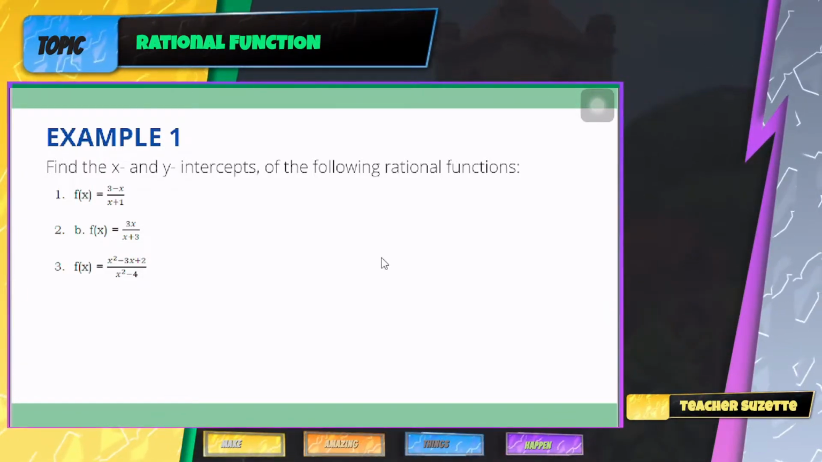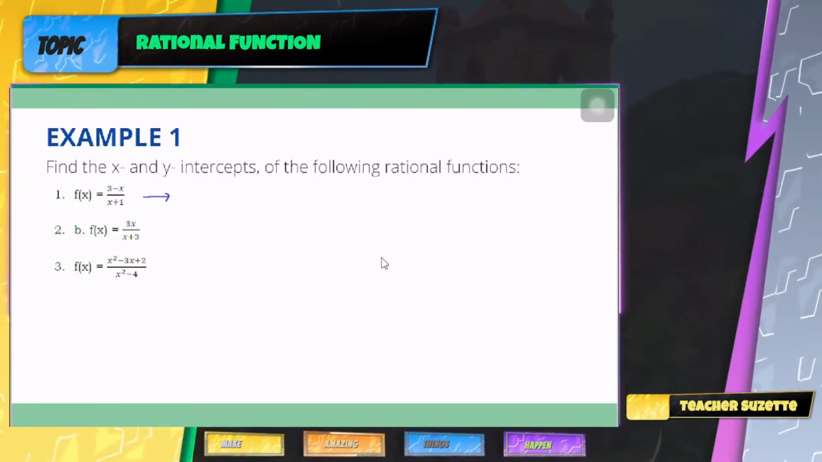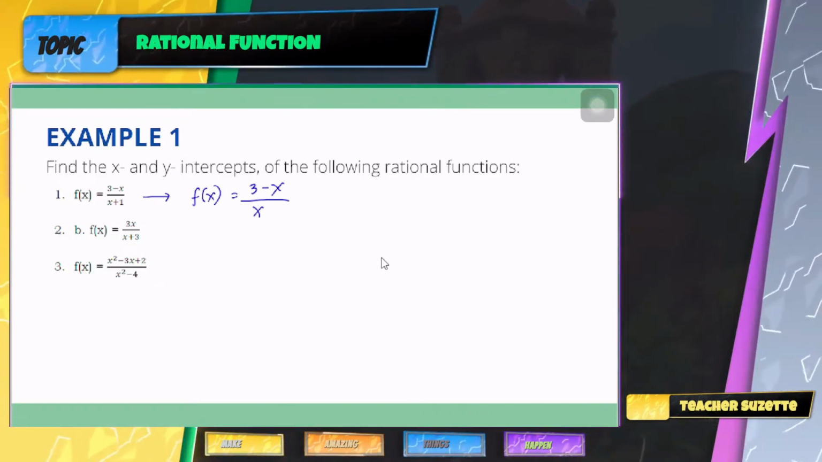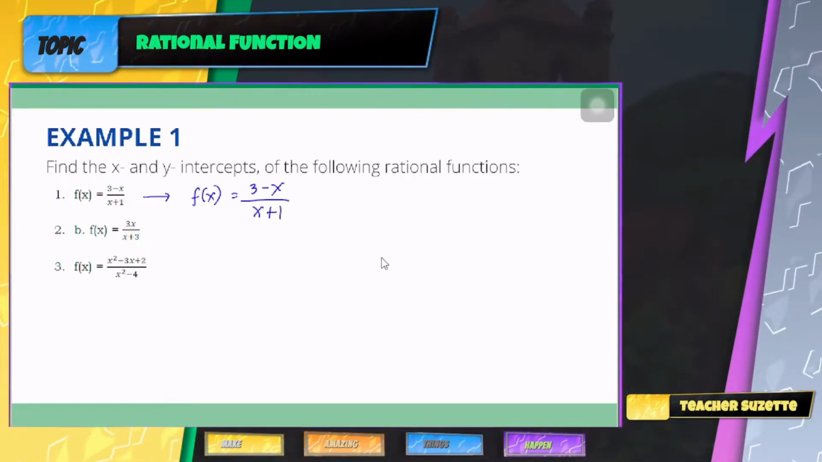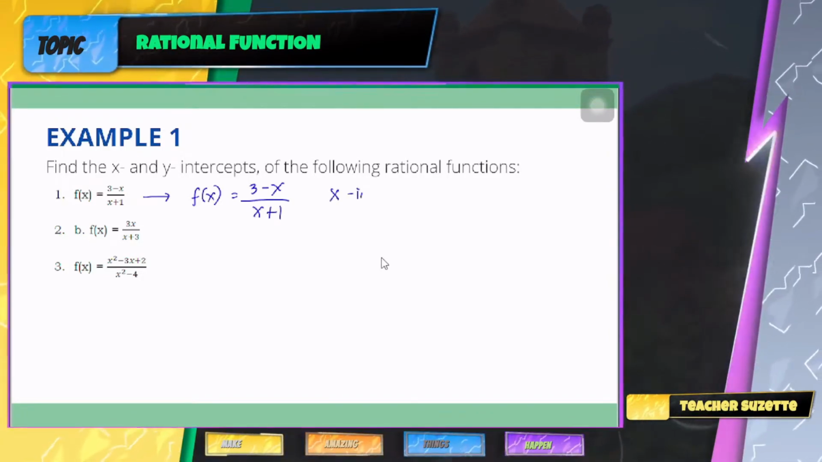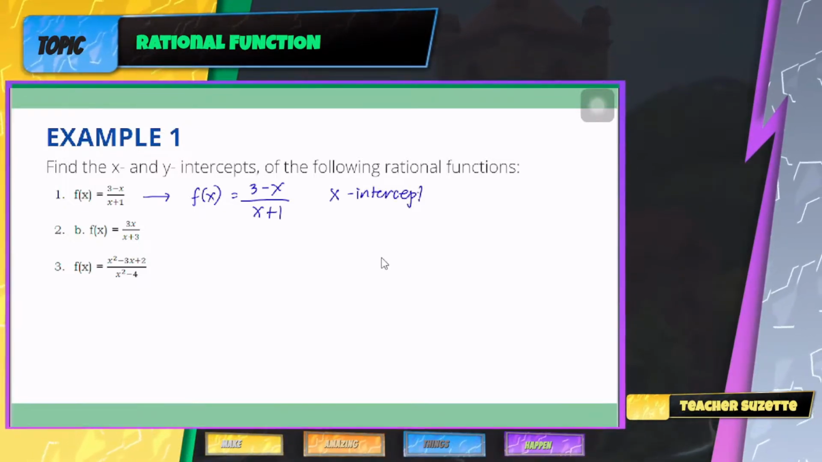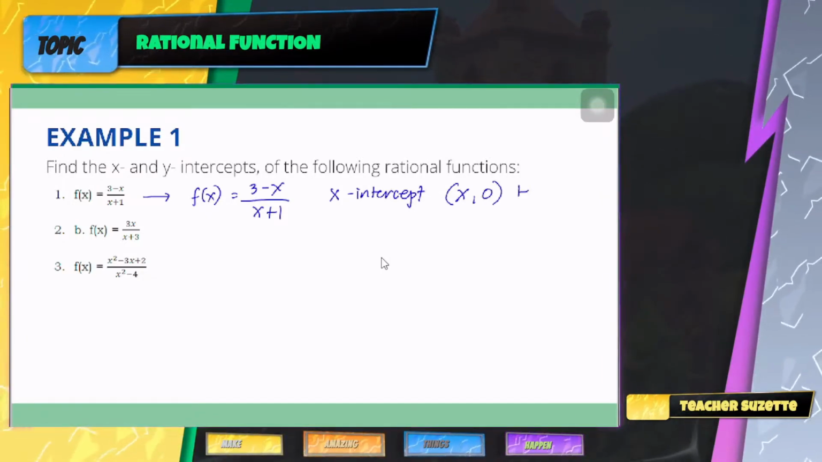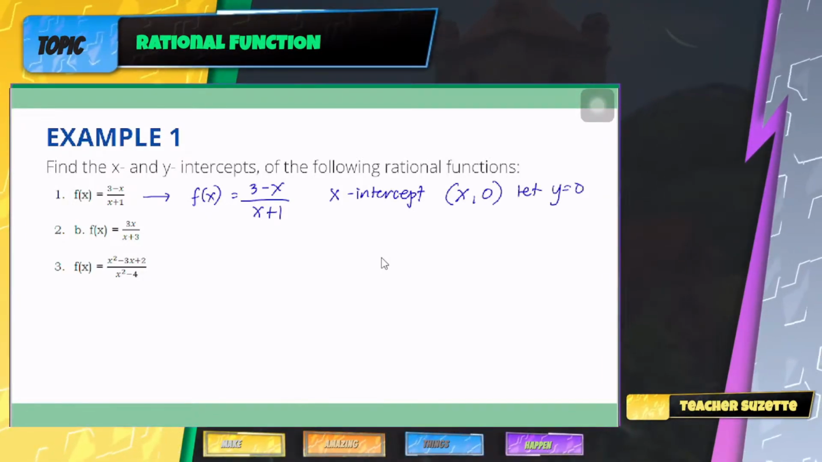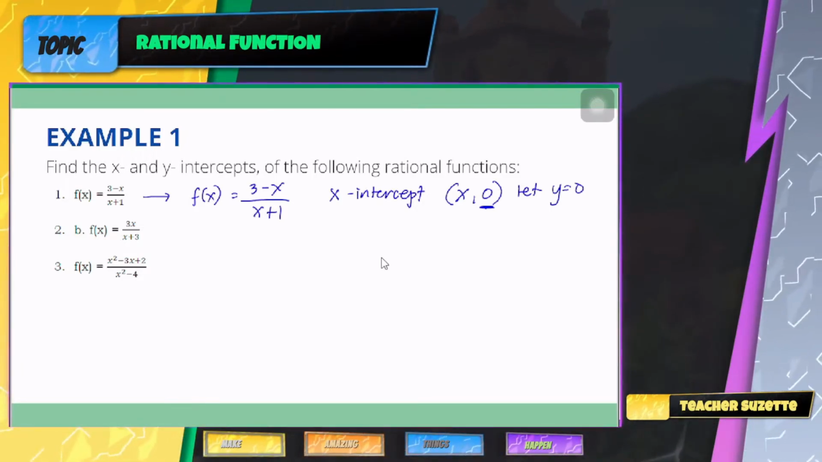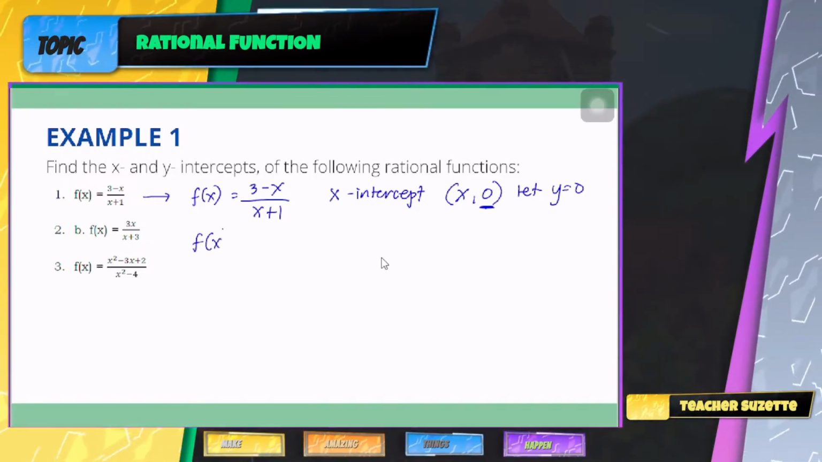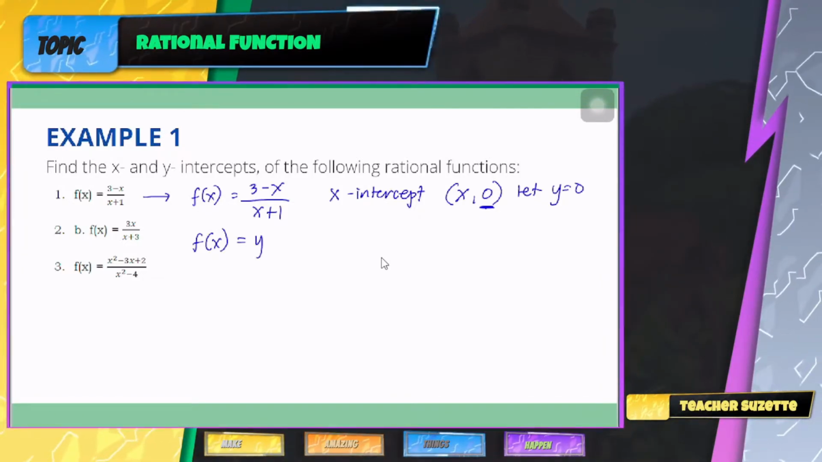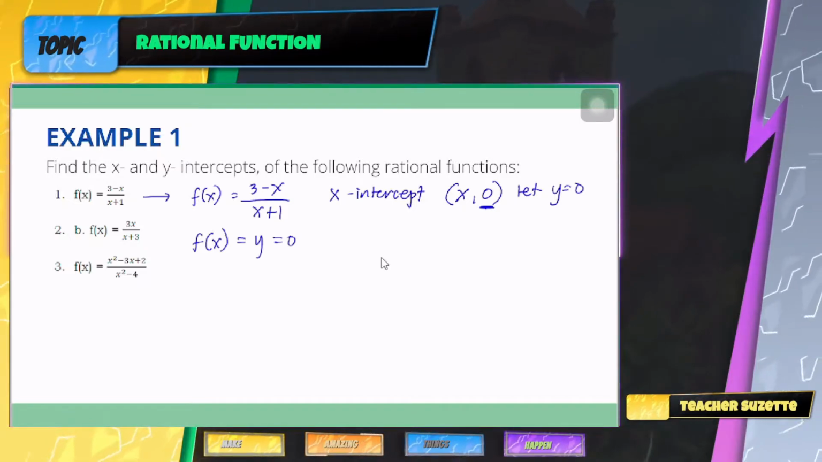So, let's have number 1. Sa ating number 1, if you have f(x) = (3 - x)/(x + 1), our goal is to find the x-intercept muna. And sabi sa ating x-intercept, (x, 0). So, you have to let your y be equal to 0. And if you can still recall, sabi ko last time that f(x) is equal to y. Ibig sabihin, dapat na maging equal sa 0 siya sa dulo.